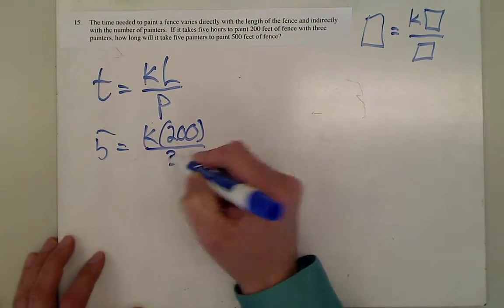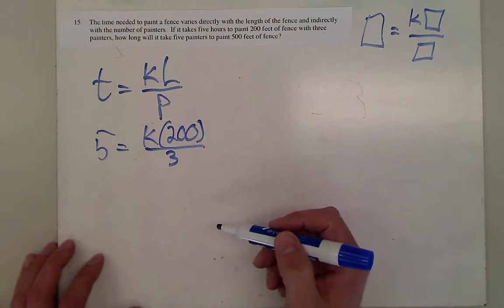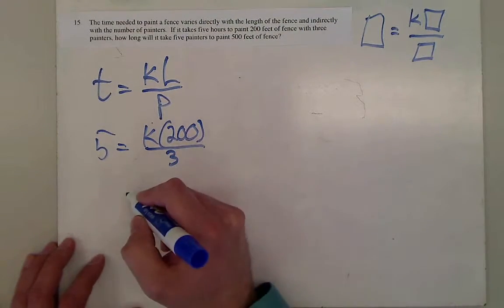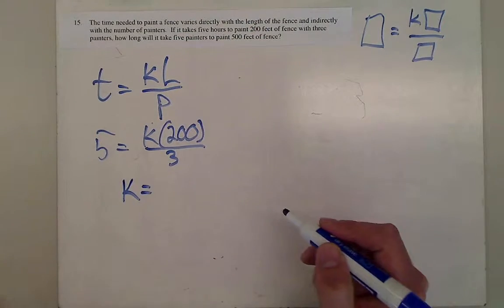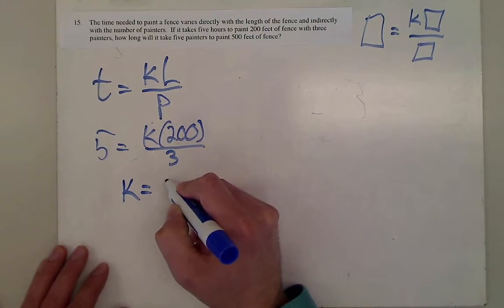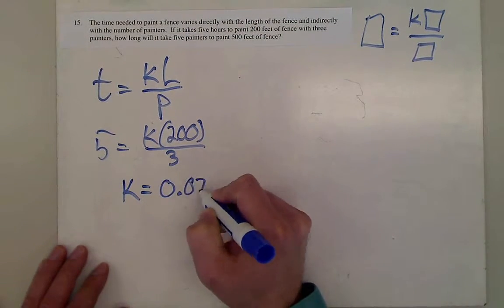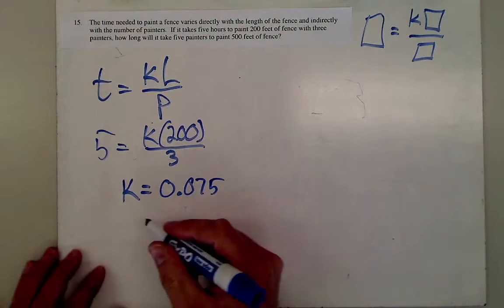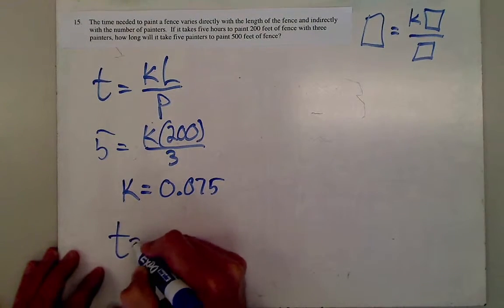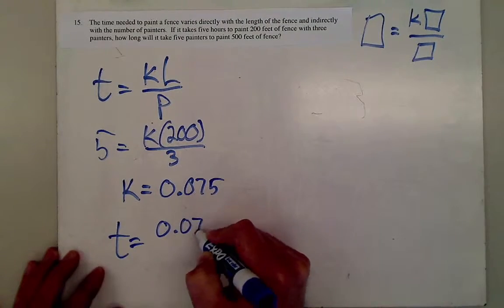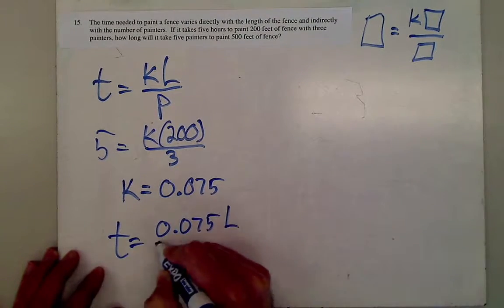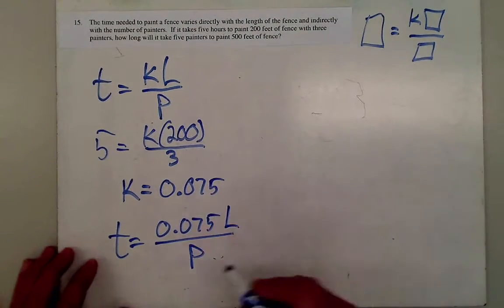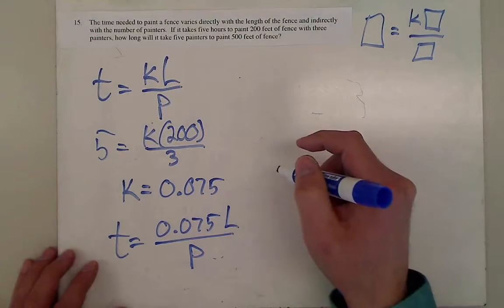with 3 painters. So if you multiply 3 times 5 and get 15 and then divide by 200, you get your K is 0.075. So write the equation of variation. T equals 0.075 times the length divided by the number of painters. Use that now to answer the question.